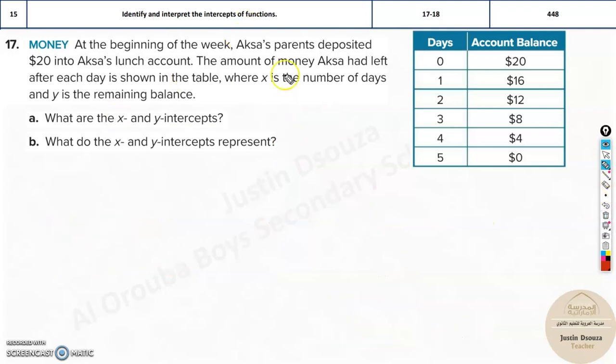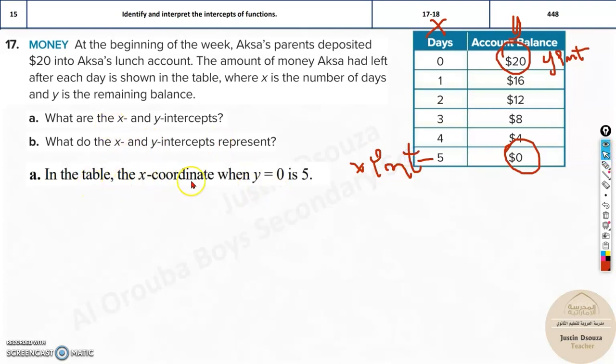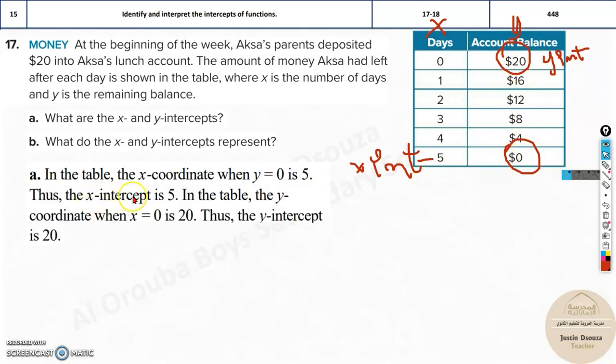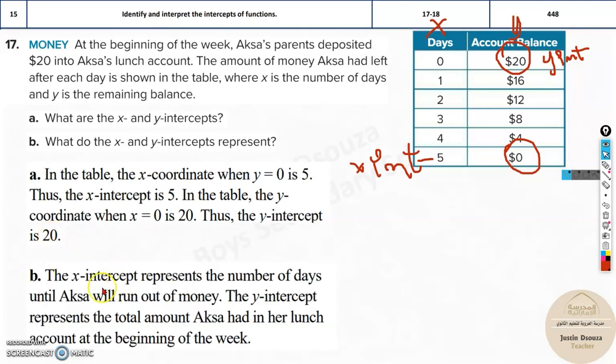So now over here, all you need to do is, whenever this is x and y, when x is 0, this value is y-intercept. And when y is 0, this is x-intercept. So that's it. You can just quickly write the answer. X-intercept, the table of x coordinate when y is 0 is the x-intercept. When y is 0, it is 5. That is the x-intercept. In the table, when x is 0, that is the y-intercept. That is 20. And what is it?